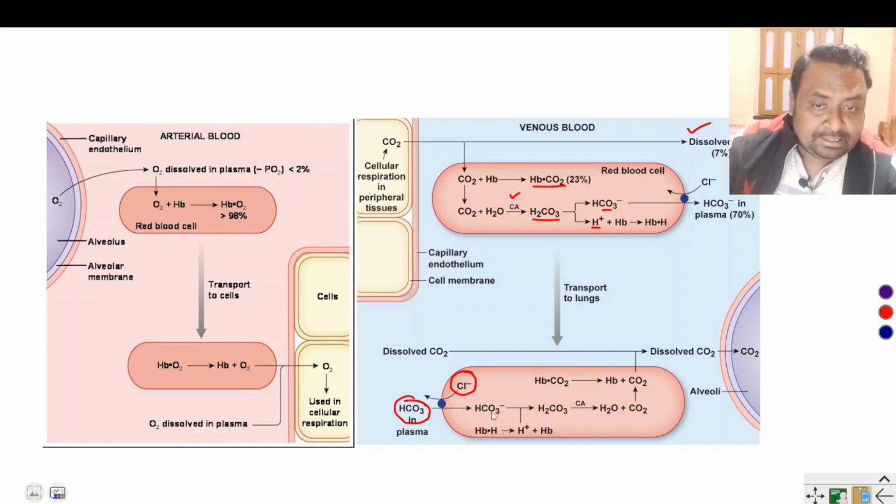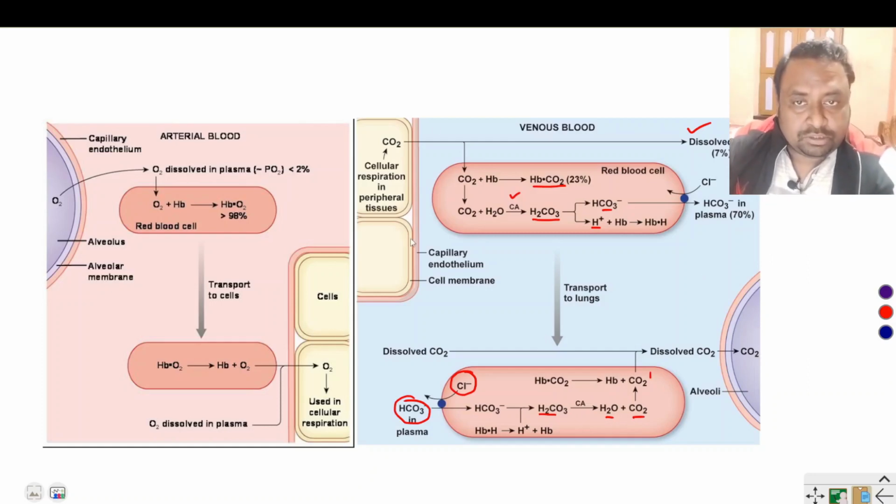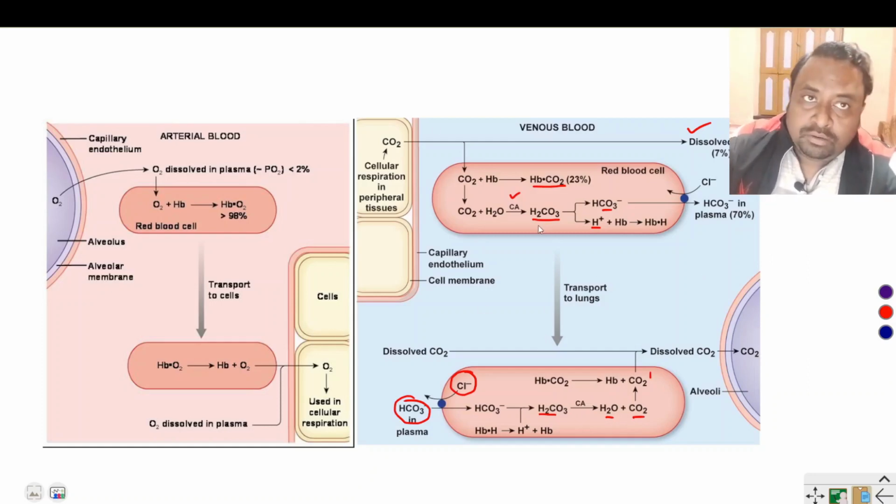This bicarbonate again combines with a proton, and the proton is derived from here. They combine and produce H2CO3, and H2CO3 with carbonic anhydrase produces H2O and CO2. Again CO2 dissolves in plasma and is then transported into the alveoli. Clear? This is the transportation pathway of carbon dioxide.